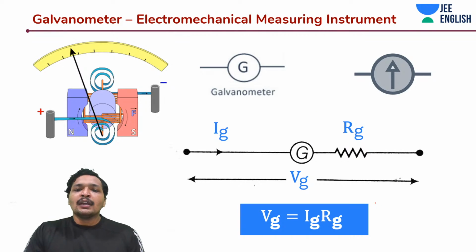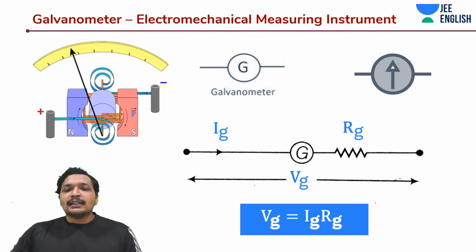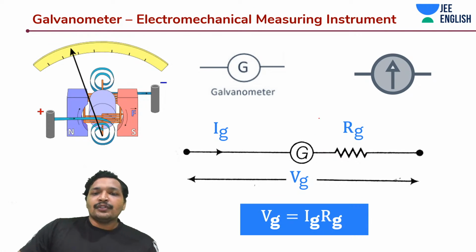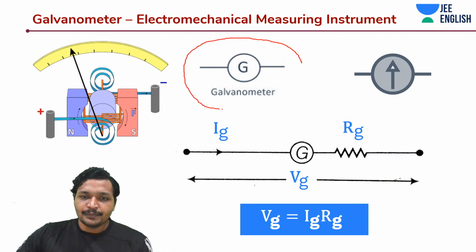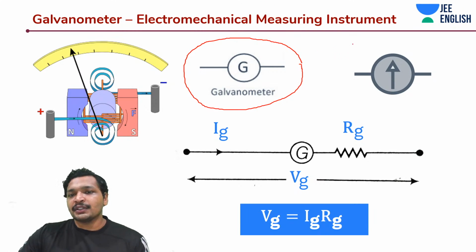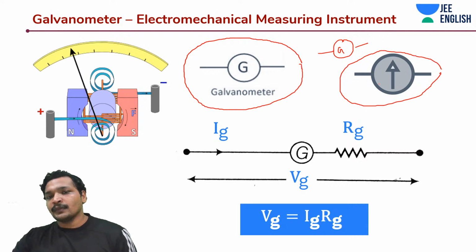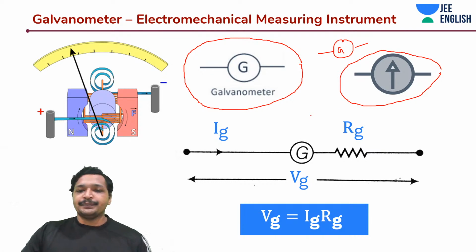Awesome. Now let's understand the symbol of galvanometer. A galvanometer is typically shown in this way. There would be a G and this would be the circle. If you remember, any measuring instrument would be stated something like this. So when you're talking about galvanometer, it would be shown something like this, or it can also sometimes be indicated like this. Either of them is the way to show galvanometer.